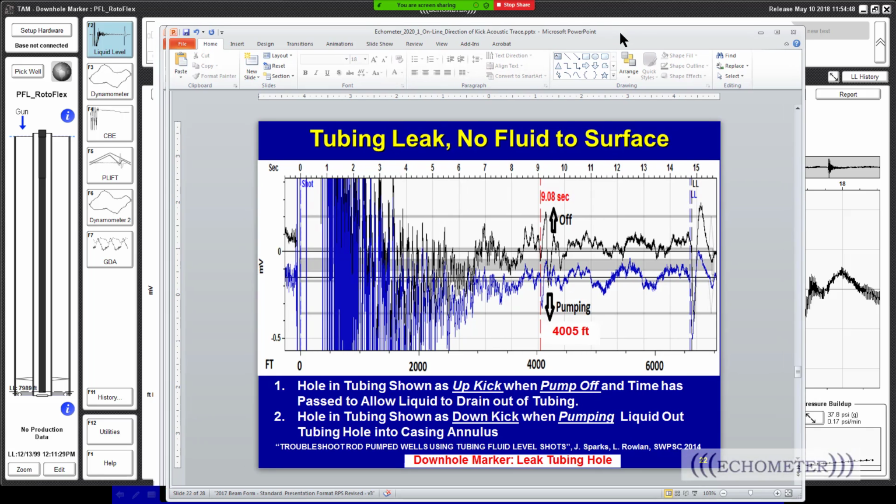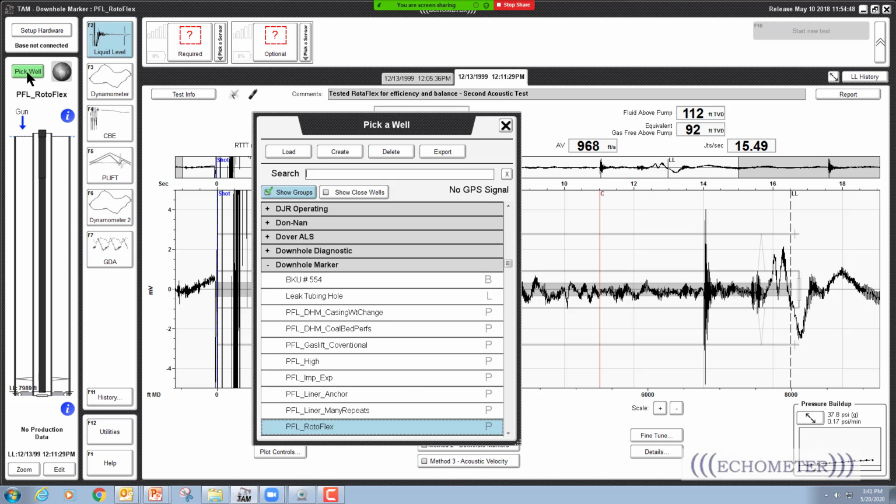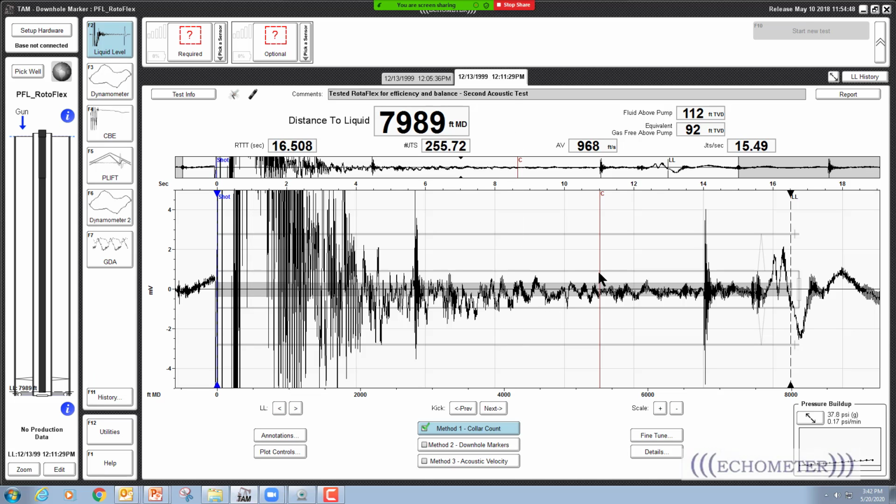So let me show you the TAM software here. When I click on pick a well on my computer, here is the downhole marker folder, and there are 14 different examples there that go along with this presentation. The one I have open right now is the fluid level from the Rotoflex well. This data was used to compare the downhole marker method to the automatic method.